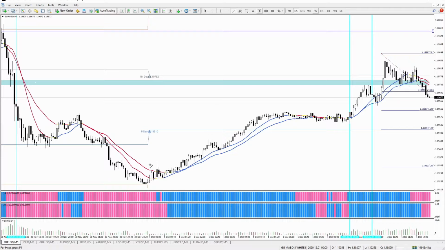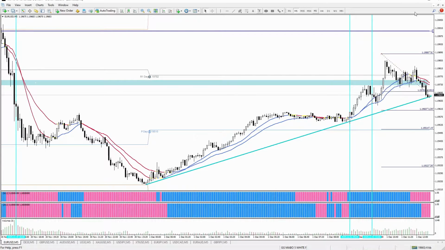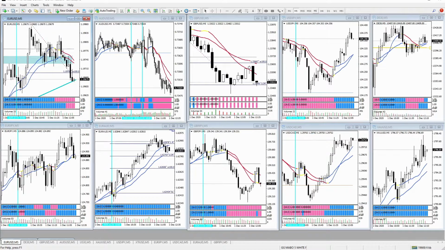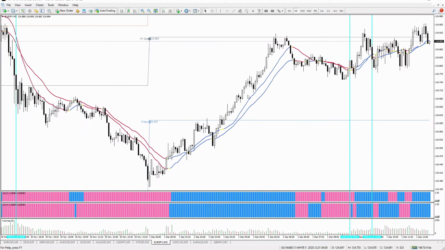And the more you look into it and you trace this trend line, for instance, you see that actually you're entering on the test of this trend line. So euro against the dollar hasn't been a particularly good market this morning. Let's see if we have a little bit more chance with yen, euro against the yen.